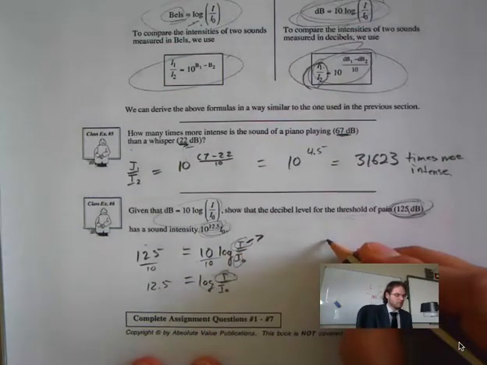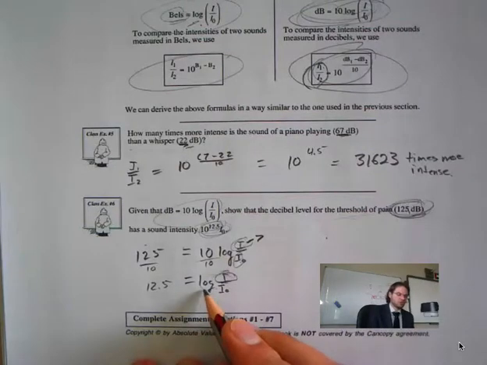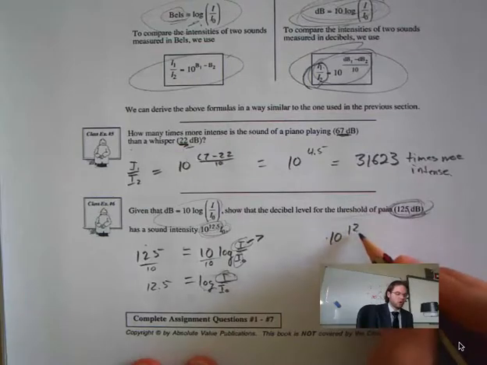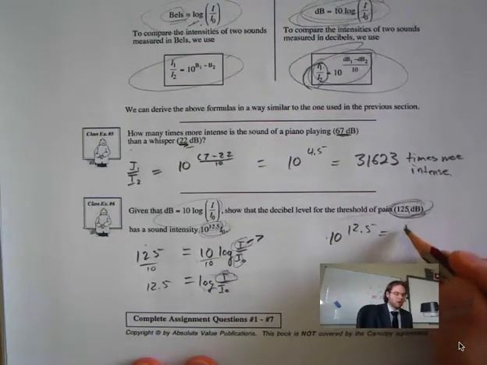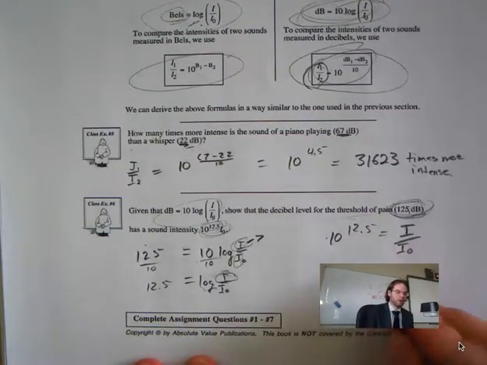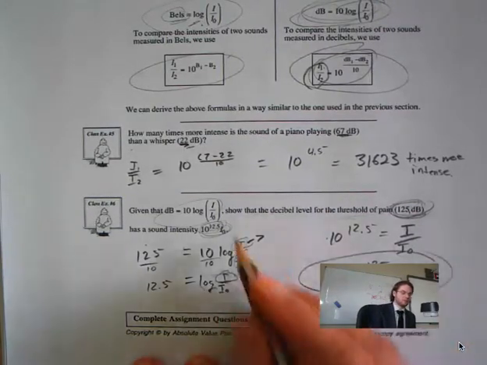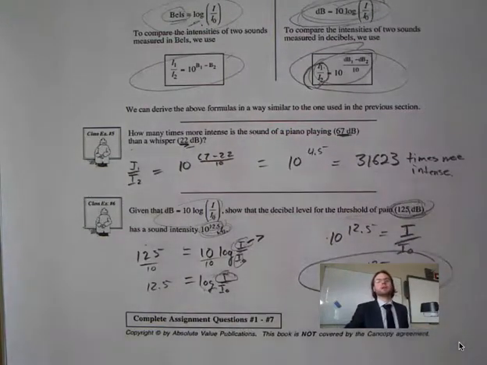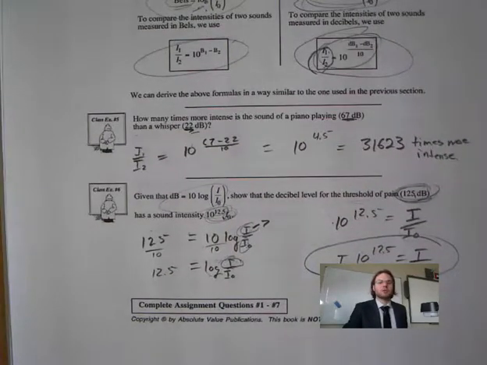So I'm going to have to change this to exponential form. This is in base 10. So it's saying 10 to the power of 12.5 is equal to I over I naught. So now what I'm going to do is multiply both sides by I naught, the intensity of my original, and that gives us the same as this here. And that's how we do that, okay? So that's it for now. The second half we will do later. Hopefully you guys understand this as we go through it tomorrow as a group.